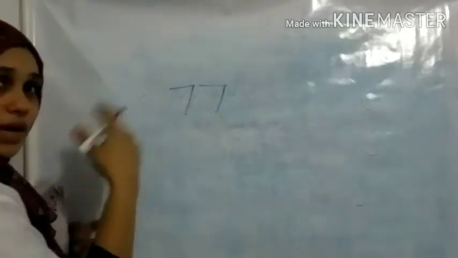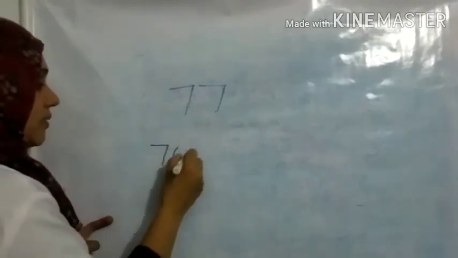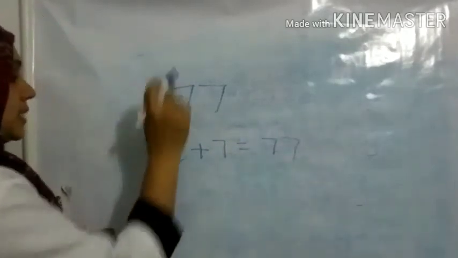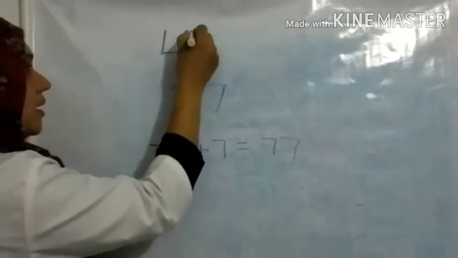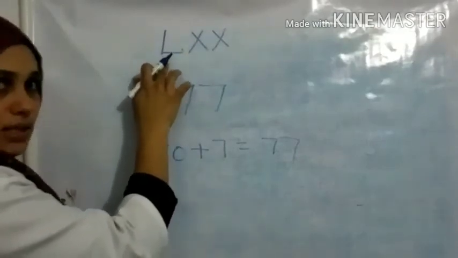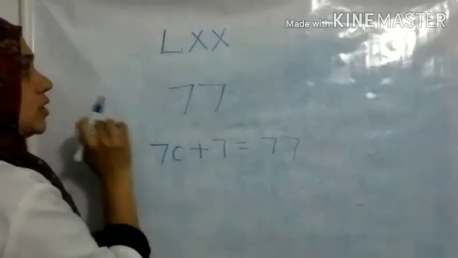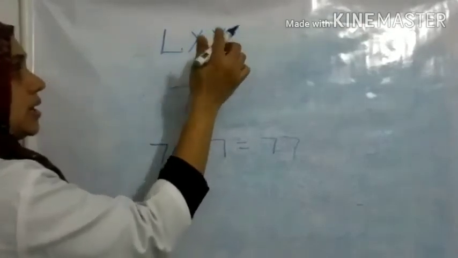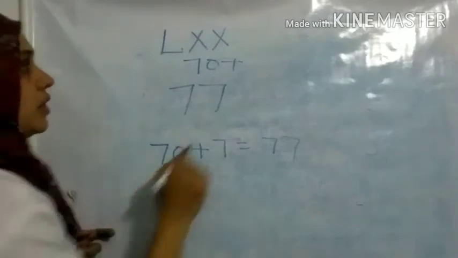77. How can we convert it into a Roman number? First take 70. 70 plus 7 is equal to 77. How can we write 70? L, X. L represents 50. X represents 10, and this also 10. Then 50 plus 10 is 60, 60 plus 10 is 70. Then for writing 7, what can we do?